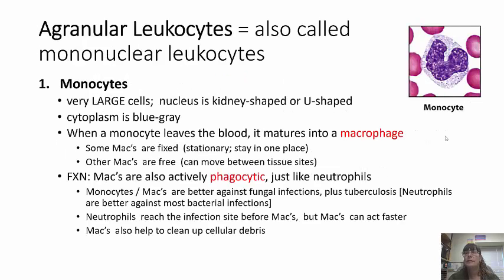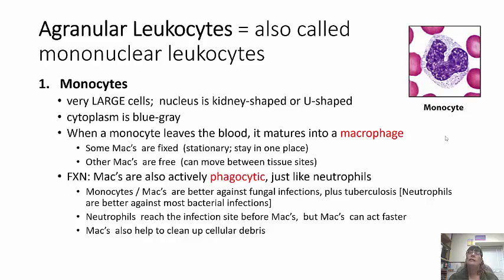The agranular leukocytes are also called mononuclear leukocytes. Monocytes are extremely large cells, and the nucleus is either kidney-shaped or U-shaped. The cytoplasm is blue-gray. Now, when a monocyte leaves the blood, it matures and differentiates into a macrophage. Some of these are fixed, so they stay in one place. Others move around between tissue sites.